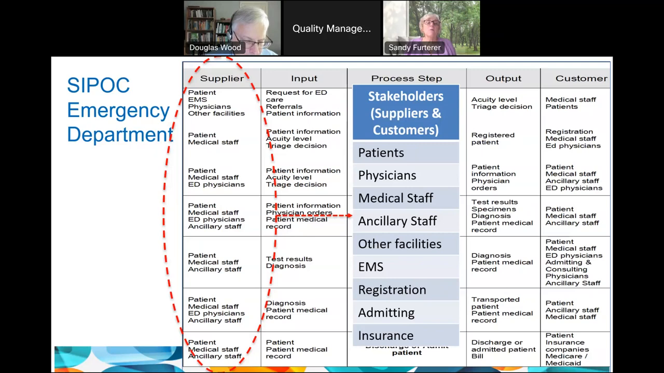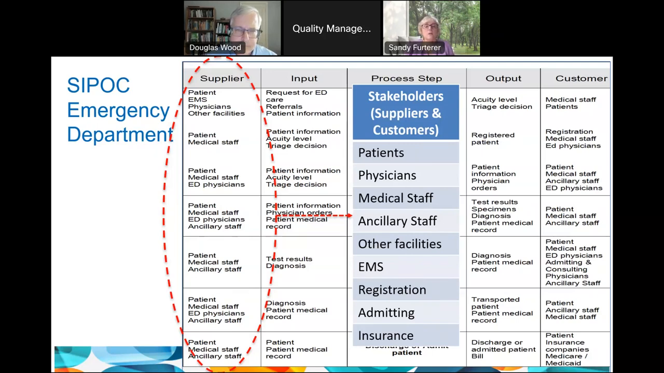So we want to have a representative of each of our stakeholder groups in some way or fashion on our team, on our process improvement team. So we need to make sure for patients that we have their voice so that we understand them, that we collect data from them, collect their perceptions, their needs. And then we have other representatives of physicians and medical staff and ancillary staff and so forth.